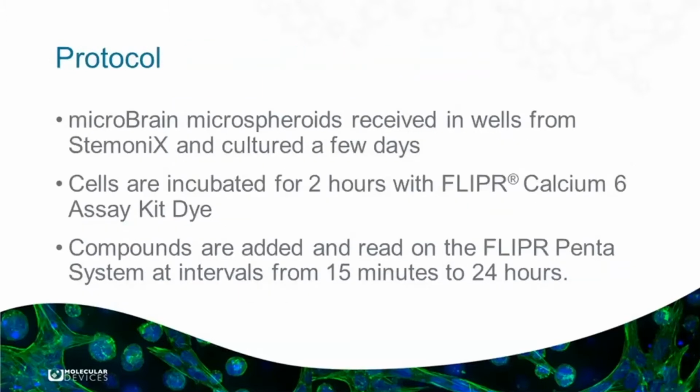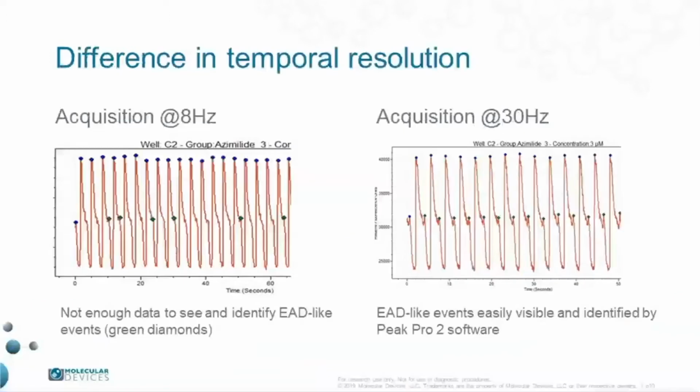Our protocol for the microBrain microspheroids: we receive them in the wells from StemoniX, they ship them out, and they look just fine when they arrive. You culture them for a few days and they're ready to go. The cells are incubated for 2 hours with FLIPR Calcium 6 assay kit dye. Then compounds are added and read on the FLIPR Penta system at intervals. We started reading in our experiments at about 15 minutes and then up to 24 hours.